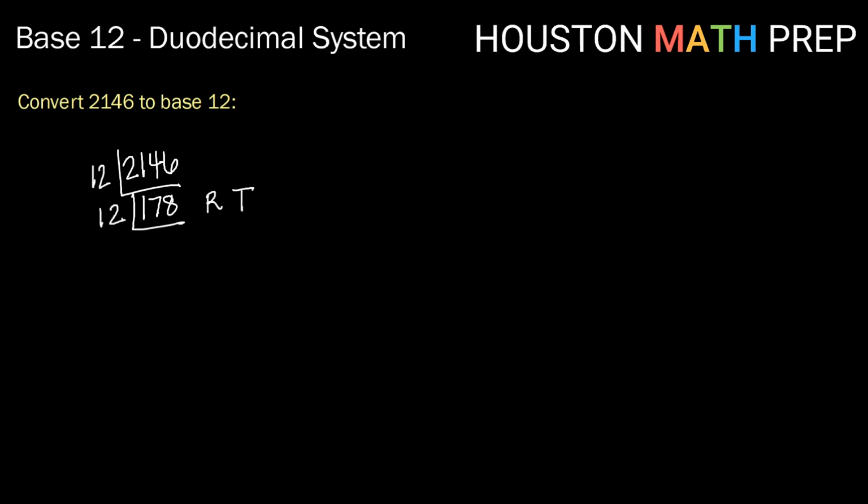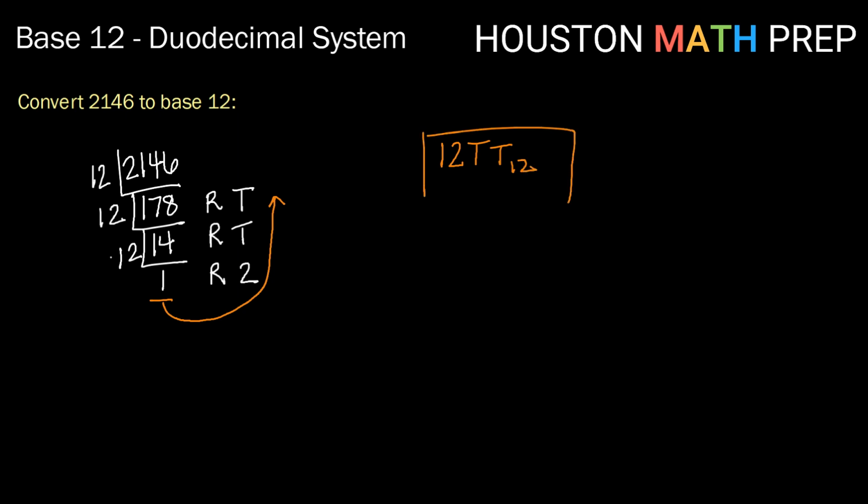Again, dividing by 12, we get 178 divided by 12 is 14, again with a remainder of 10. 14 divided by 12 is 1 with a remainder of 2. Since 1 is now smaller than our base of 12, we know we're at our answer. Start here, and write going up. So our answer in base 12 would be 1, 2, T, T, base 12.